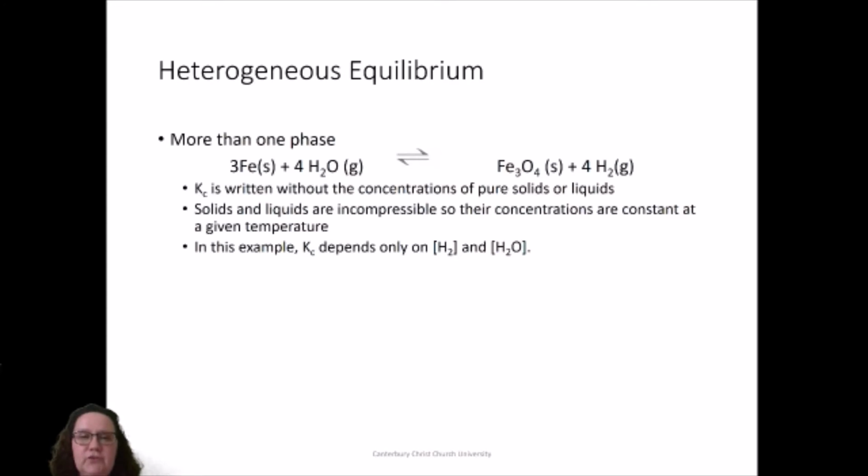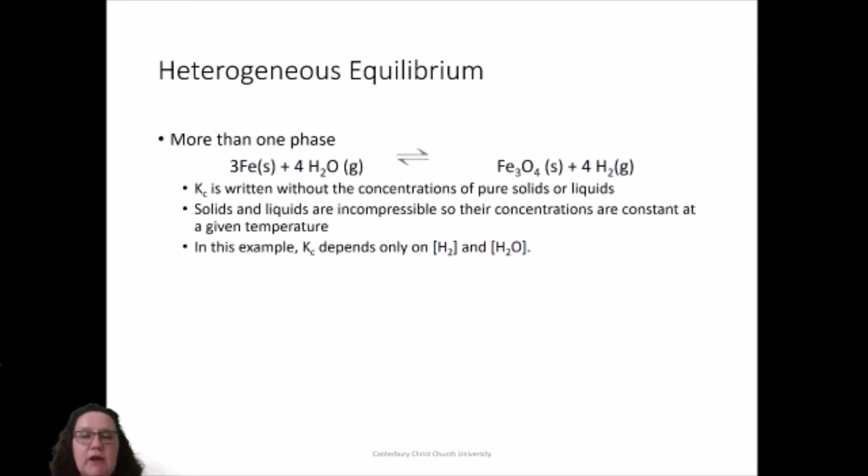In the previous examples of reactions in which you calculated and I asked you to write equilibrium constants, all the reagents and the products were gases. But in many cases, we have what we call heterogeneous equilibrium, in which you have a mixture of solids, liquids, and gases in your reagents and products. The equilibrium constant is written without the concentrations of pure solids or liquids.